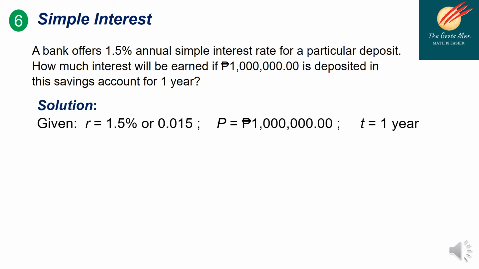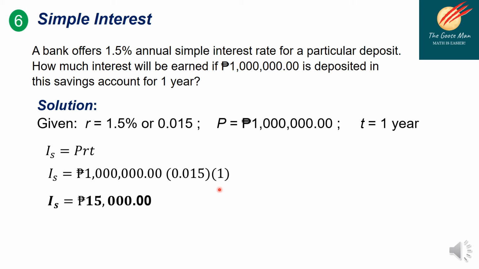So let's identify first the given. So the rate is equal to 1.5%. Then we have the present value or the principal is equal to 1 million, while the time is equal to 1 year. Again, let's recall that the simple interest is equal to the principal times rate times time. So we simply plug in the values of 1 million times 1.5% times 1. So the simple interest is 15,000 pesos. Again, the interest is 15,000 pesos.